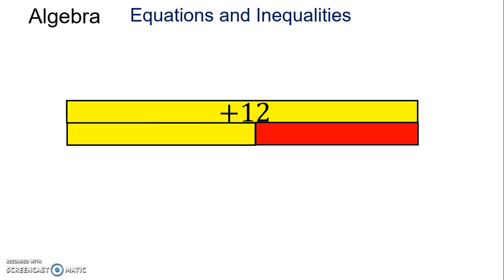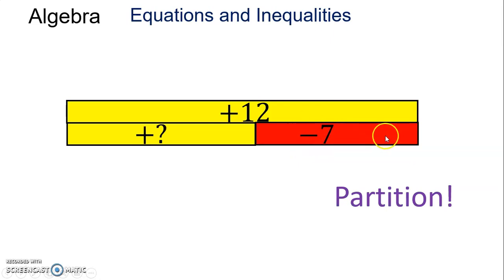Okay, so now we're moving into something a little bit more tricky. Hopefully you remember from the algebra tiles that we were using before when we were expanding brackets and so on. The red tiles are representing a negative. So we're partitioning positive 12 here into a positive number and a negative number. And that negative number is going to be negative 7. Now remember, the sum of these 2 underneath needs to make positive 12.